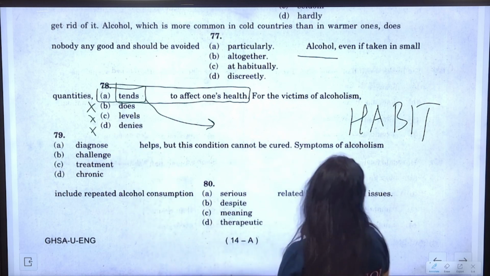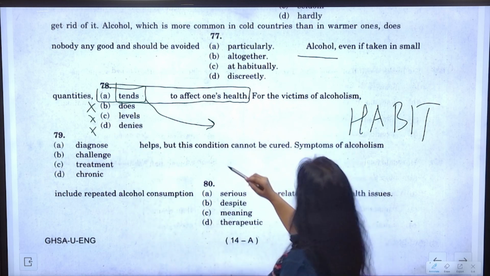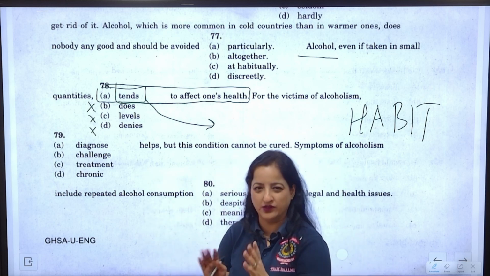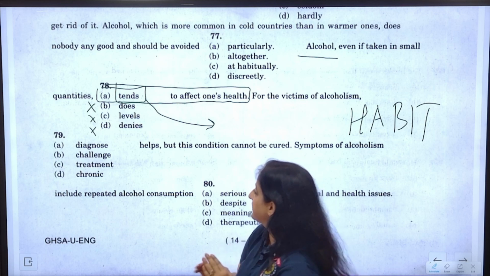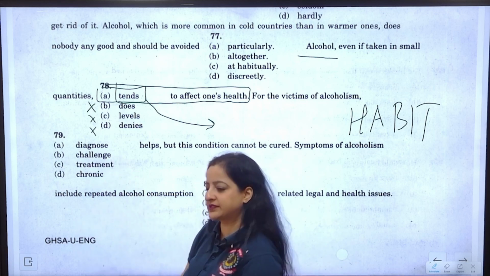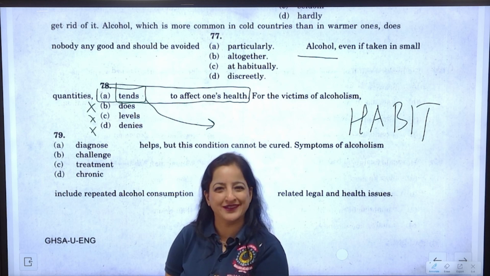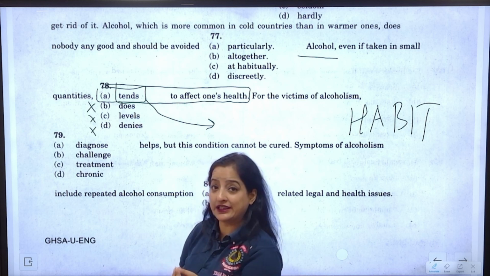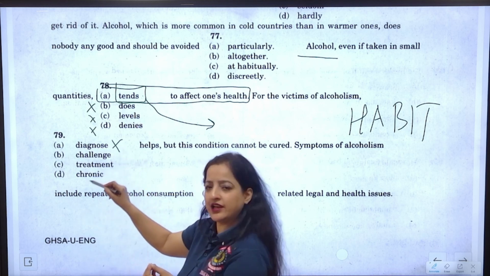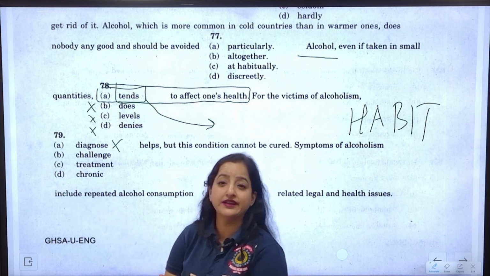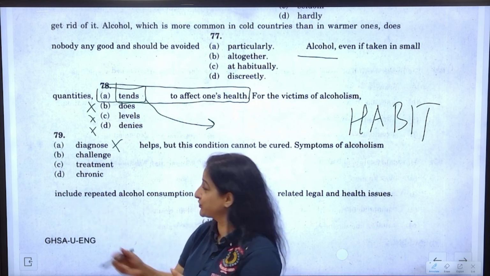Okay. For the victims of alcoholism, what helps? अगर किसी को ये बहुत प्रॉब्लम है alcoholism, क्या हेल्प करेगा इसमें? Diagnose helps. Diagnosis होता है. Diagnose is just a verb. Yeah? So it's grammatically wrong. Challenge helps. पहले ही परेशानी में है बंदा, उसको ये आदत छुड़ानी है, उसको चैलेंज और क्या करना है उसको.